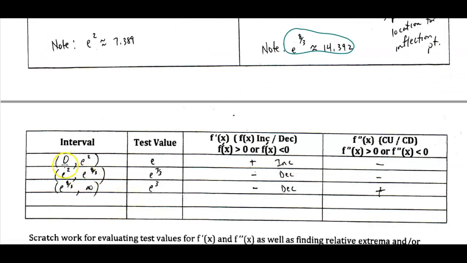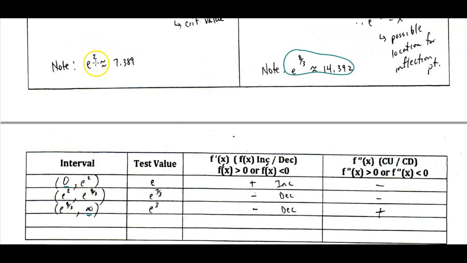So from 0 to infinity, and of course we break it up using the two partition numbers: the critical value e squared, and then the other value that we use for locating the inflection point, which is e raised to the 8/3. And of course, I've given you the decimal approximation of that.